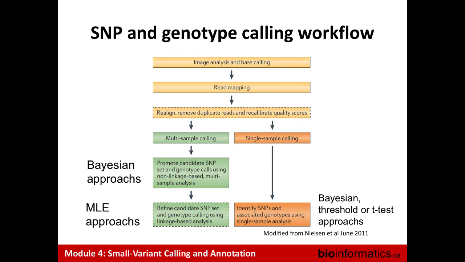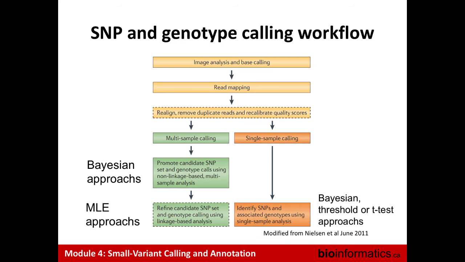But if you don't have super high coverage, most of the methods will use a Bayesian approach, or a t-test approach when you look at somatic callers. But this is not the best way to do it. If you have enough samples, you should go with multi-sample calling.